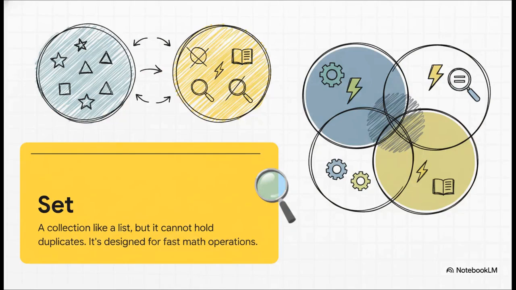And that secret weapon is the set. A set is a fantastic data structure in Python. It basically has 2 superpowers. First, it automatically, instantly gets rid of any duplicates you throw at it. Second, it's built for these kinds of lightning-fast comparisons, like finding the overlap between 2 groups.